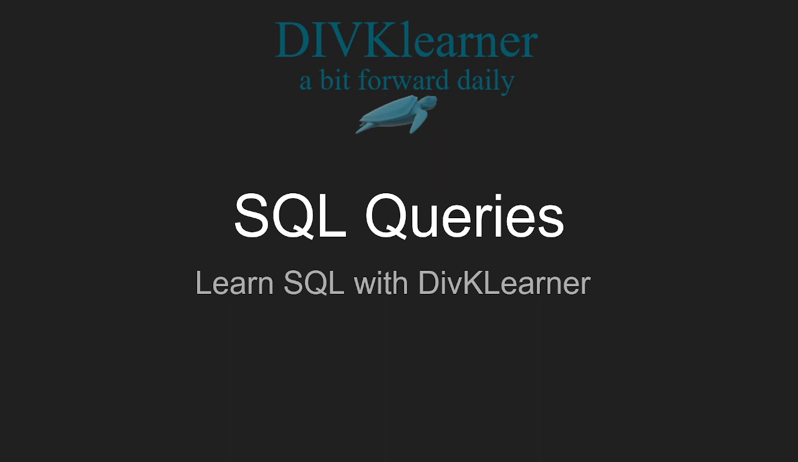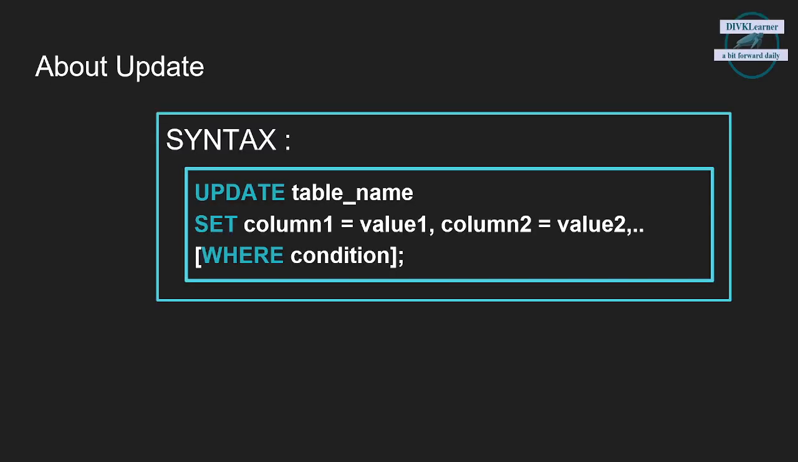So let's get started. Our today's agenda is the update statement in SQL. So let's see what the update statement is and how we use it. The update statement in SQL is used to update the data which is already there in the table. It is used to update single rows, a single value or multiple values from a table. We use the update statement with the where clause.